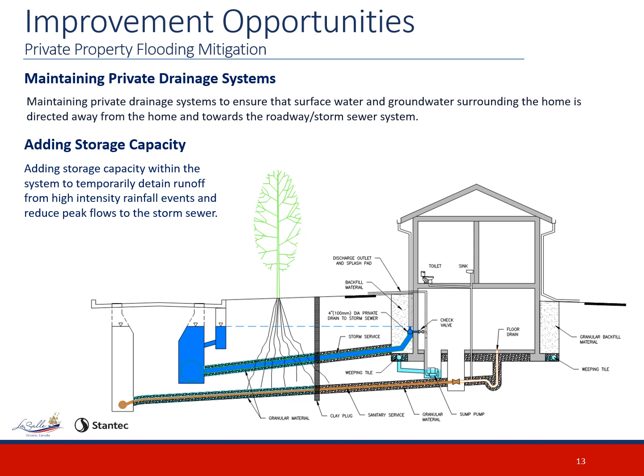Opportunities to mitigate private property flooding include maintaining private drainage systems and adding storage capacity. Maintaining private drainage systems ensures that surface water and groundwater surrounding the home is directed away from the home and towards the roadway and storm sewer system. Adding storage capacity within the system temporarily detains runoff from high-intensity rainfall events and reduces peak flows to the storm sewer.